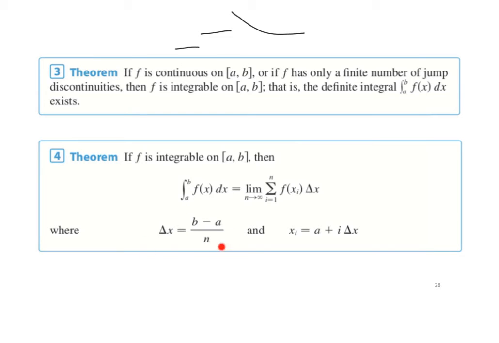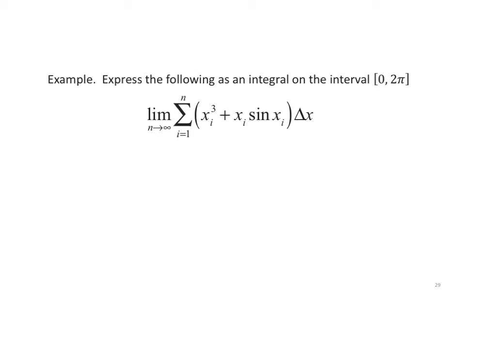And again, here's just a review of the notation that we mentioned in the previous slides. The xi, the systematic way to define each xi, is a plus i times delta x. What we're going to practice right now is taking one of these limits of sums and interpreting it as an integral. Okay, so how do we write this as an integral?